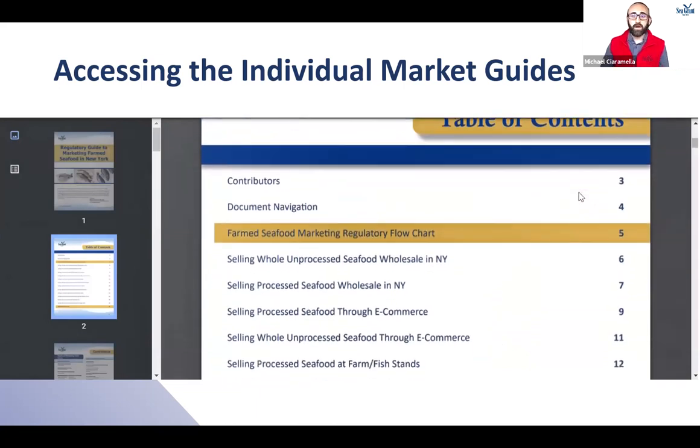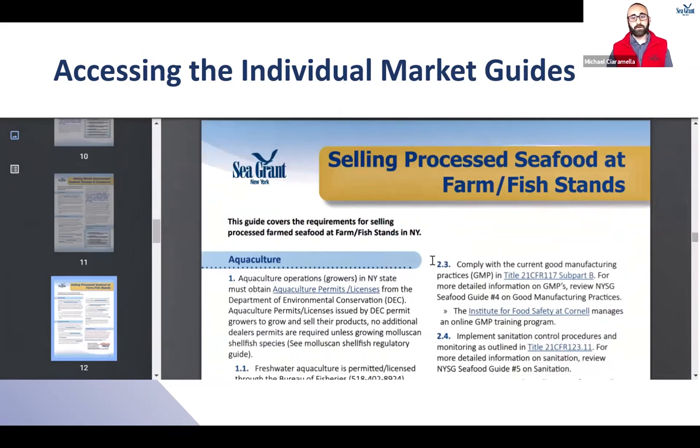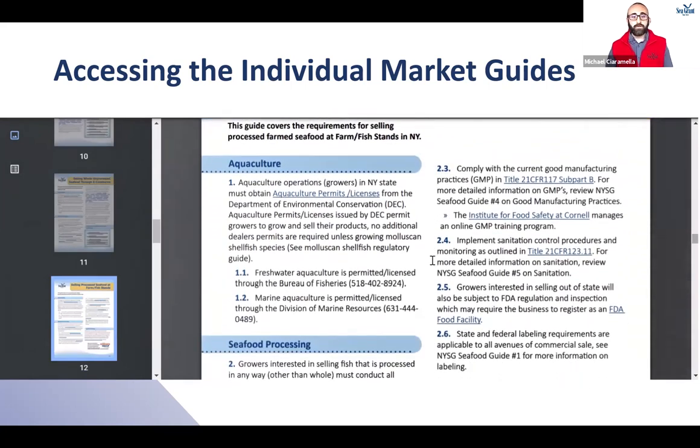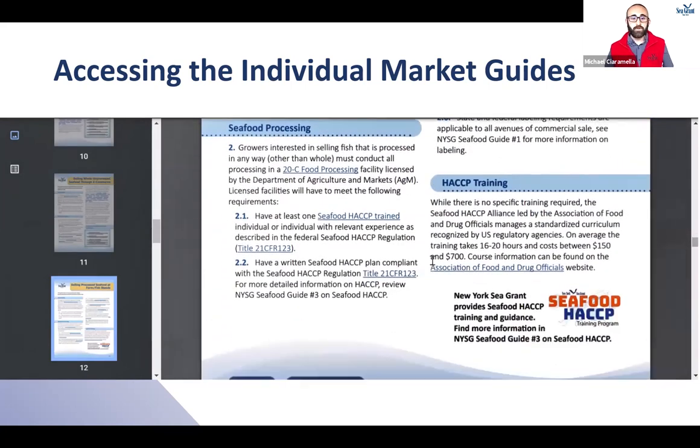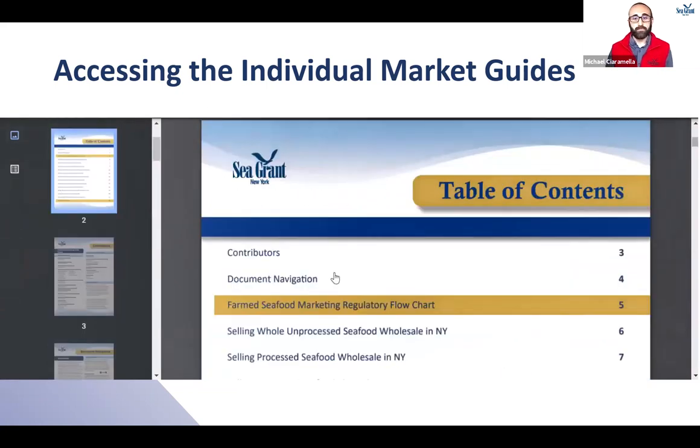The individual market guides are each listed in the table of contents and can also be accessed there. Simply click on the specific market you are interested in accessing, and you will jump to that section of the regulatory guide. While these are interactive guides meant to be easily viewed and accessed online, they are still PDFs and can be downloaded or printed.